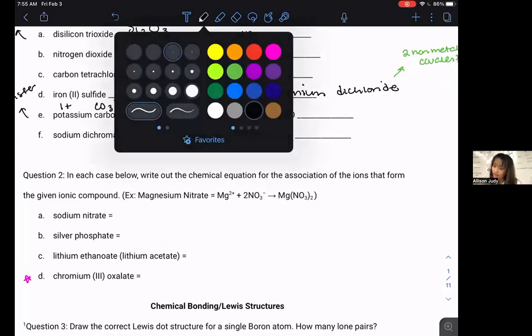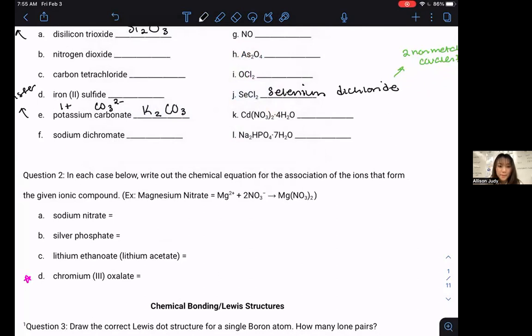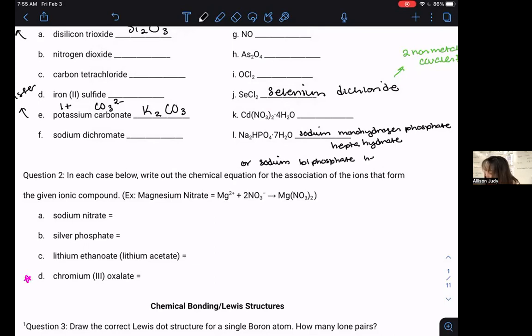So what we have is sodium monohydrogen phosphate, or there's a couple names for it. There's sodium monohydrogen, one hydrogen, phosphate, heptahydrate, a 7 water molecule ratio, or this could also be called sodium biphosphate heptahydrate.